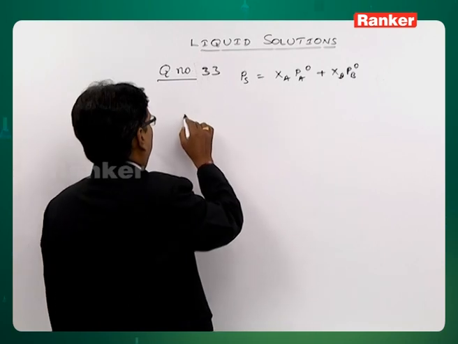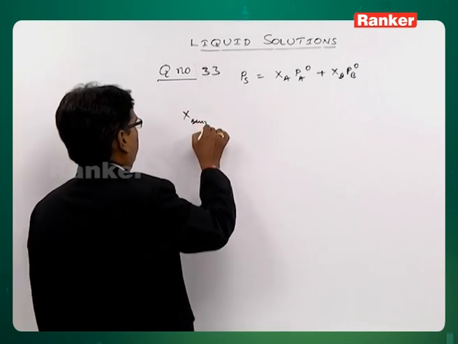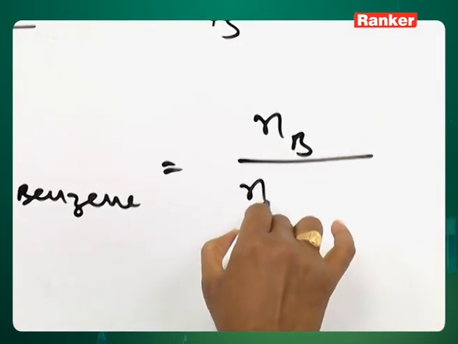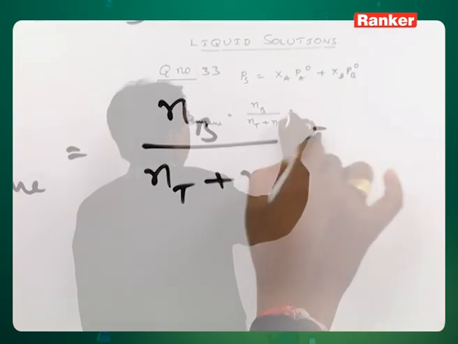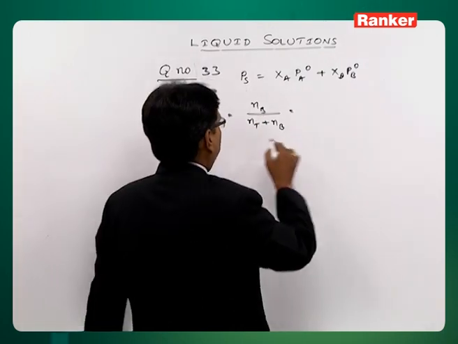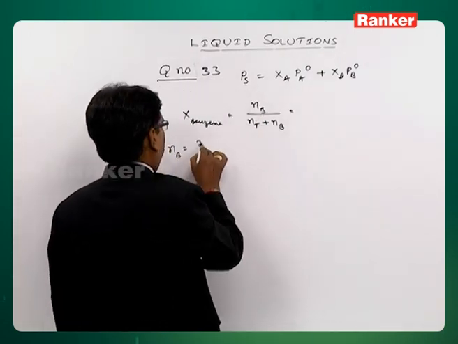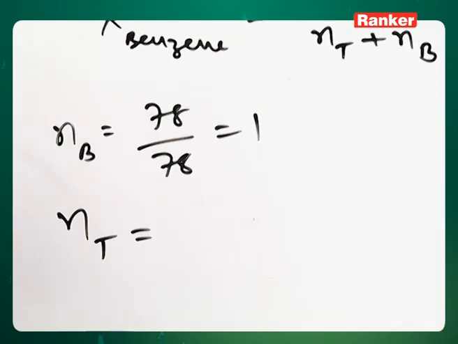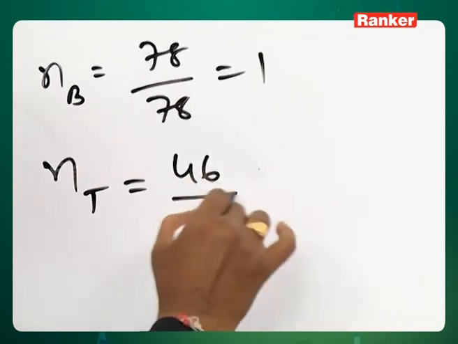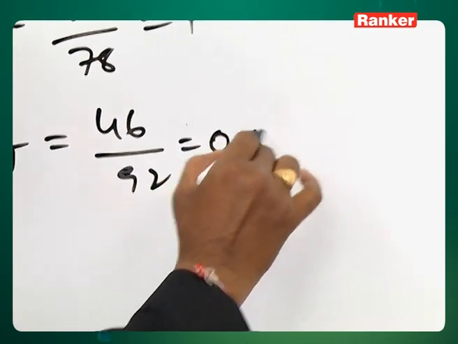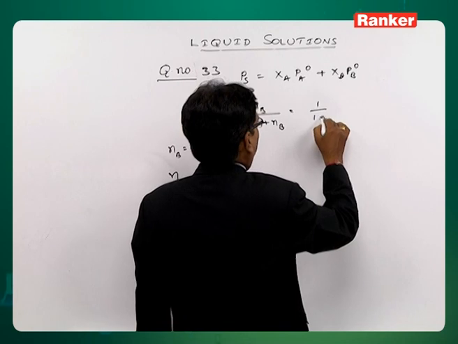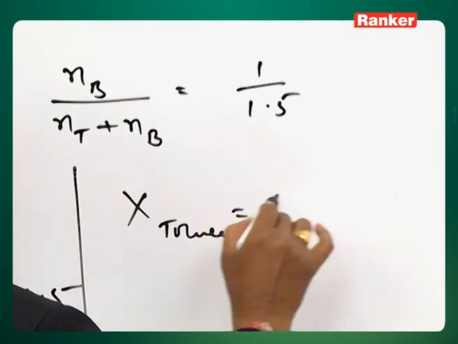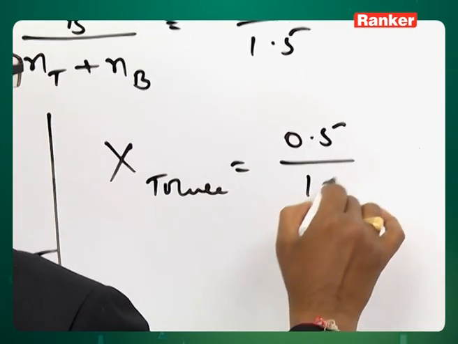Now, here X benzene is equal to N benzene by (N toluene plus N benzene). N benzene is 78 grams, so N benzene is equal to 78 by 78, that is equal to 1, and N toluene is equal to 46 by the toluene molecular weight 92, it is 0.5. So, X benzene is 1 by 1.5 and X toluene is equal to 0.5 by 1.5.